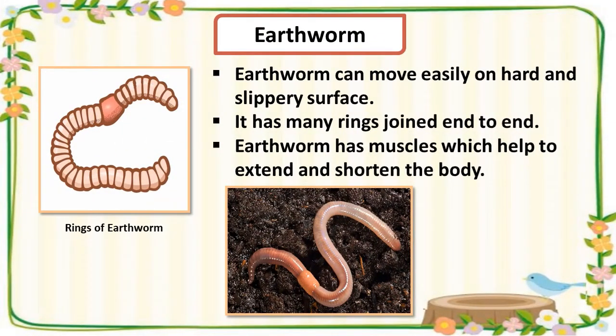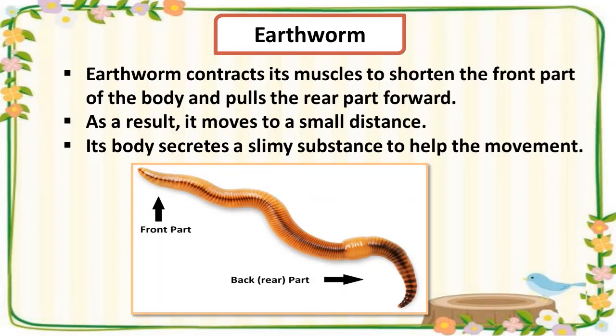Students, here we are first going to talk about the earthworm. Earthworm can move easily on hard and slippery surfaces. Now, observe here the body of an earthworm, which is made up of many rings joined end to end. Earthworm does not have bones, but it has muscles which help to extend and shorten the body. Students, here you can observe the front and the rear parts.